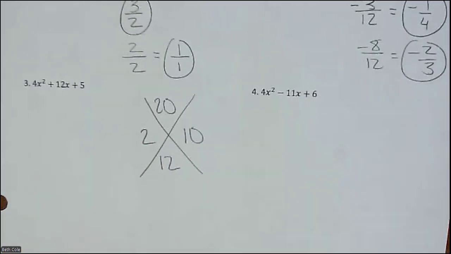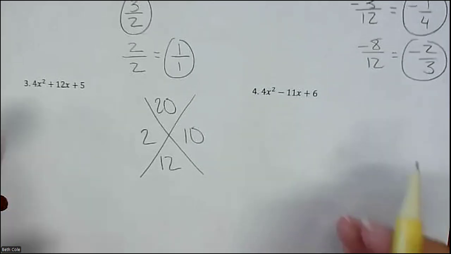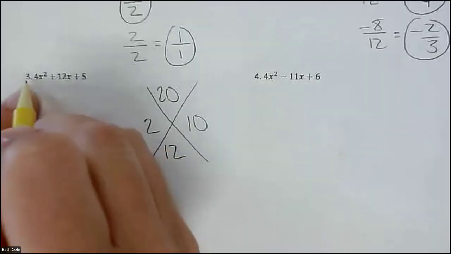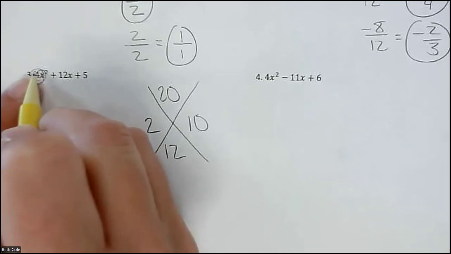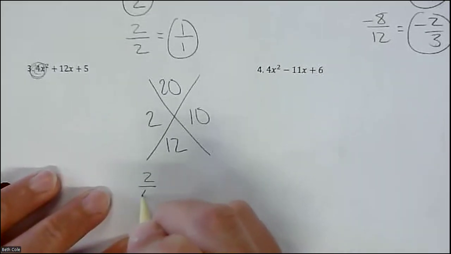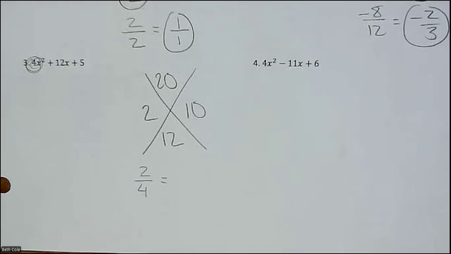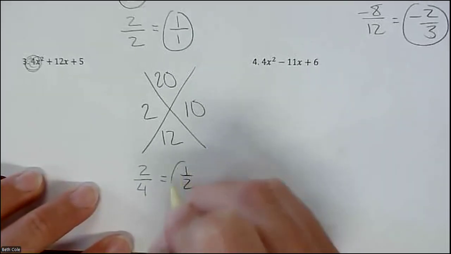What's another option that multiplies to be 20 though? Like what's another choice? 5 and 4, that one just didn't work. 5 plus 4 isn't 12, all right? You're going to take your 2 and your 10 and you're going to divide them by 4. Good job. 2/4. Does anyone know how that one reduces? That's 1/2. Nice job.